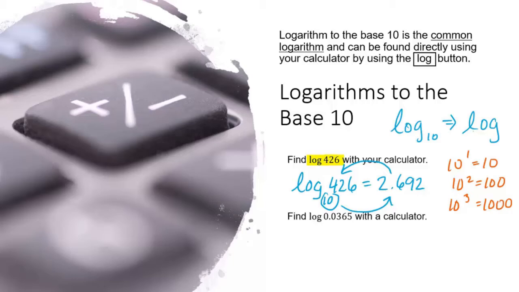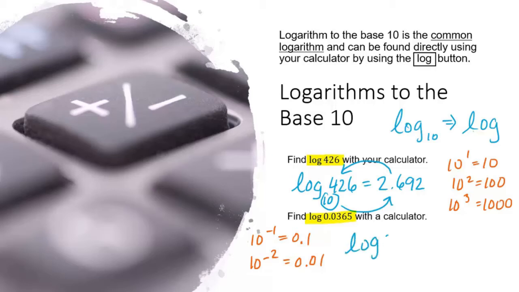How about a small number? Let's find the logarithm of 0.0365. Although we can certainly just reach for our calculators, let's estimate the answer. 10 to the power of -1 gives us 0.1. So that's larger than 0.0365. 10 to the power of -2, on the other hand, gives us 0.01, which is a value smaller than 0.0365. So I'm expecting an answer to be between -1 and -2.